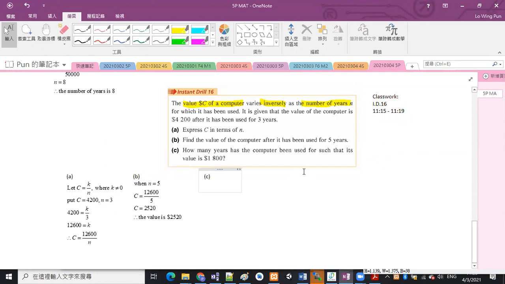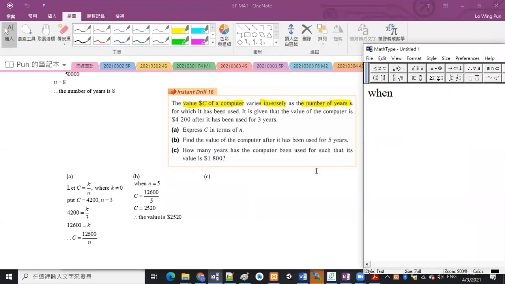And then part C. How many years has the computer been used for such that its value is $1,800? So when it is $1,800, this number should be substituted into C. And the question asks you how many years. That is the number of years. Okay, so that is the N. So now we need to put C to be this number and calculate the value of N, right? So when C is equal to 1,800, then we just put this number into our equation.